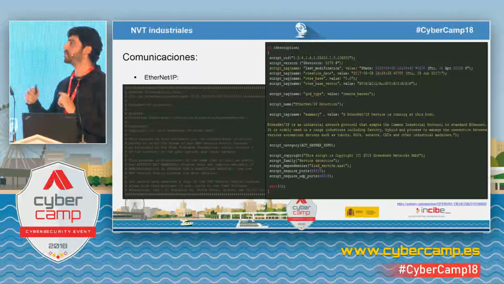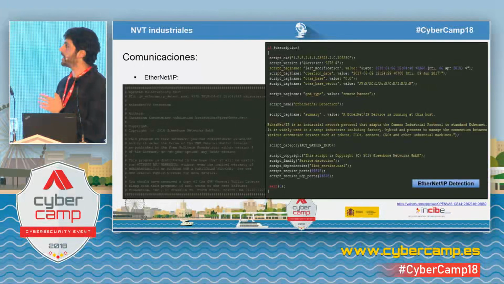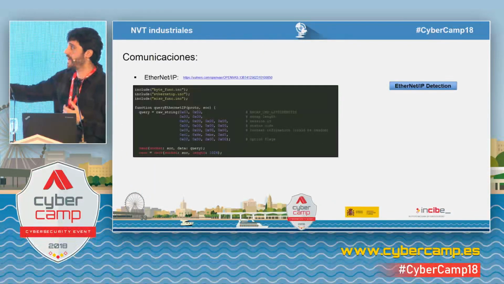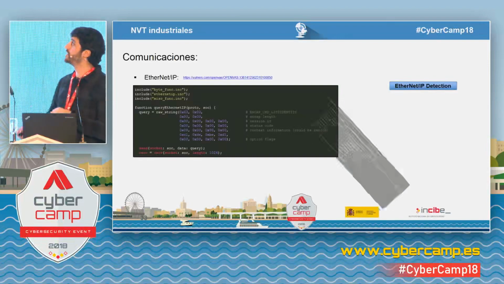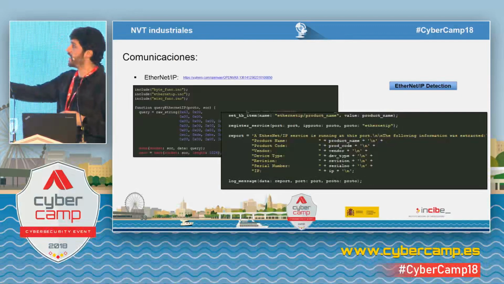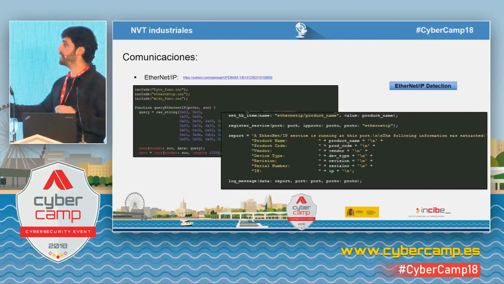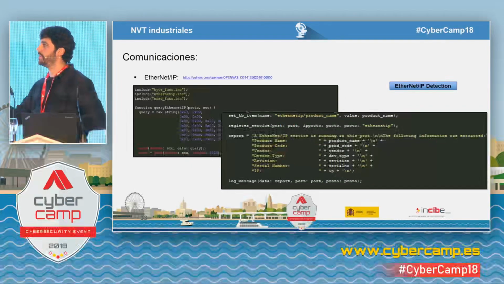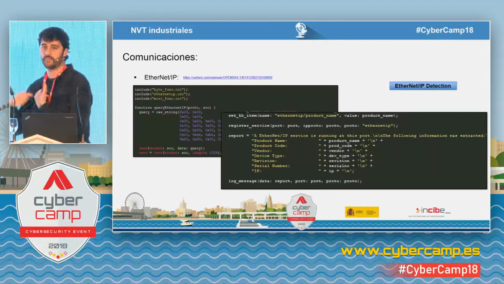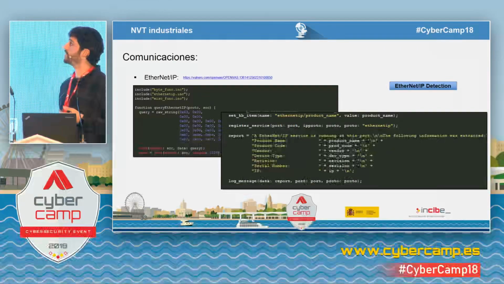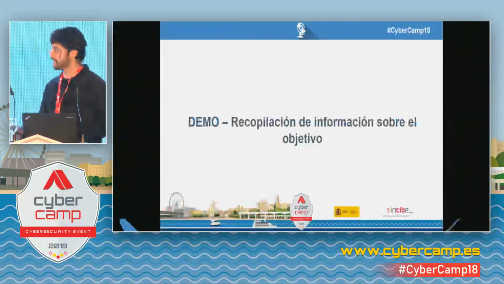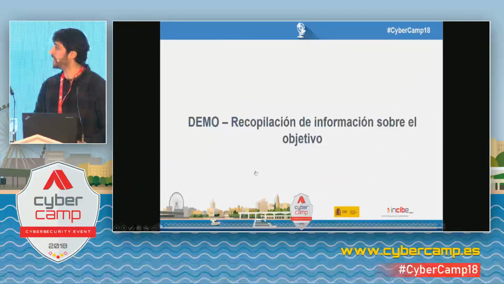Now, communications. There are also NVTs for communications. This is the detection of Ethernet, and these are the threats that you may send. Well, I don't have to go through all of it. So we have the section of the product, the code of the product, manufacturer, type of device, the revisions. So we get information this time through the Ethernet protocol. And now demo. This is the part that you most like.